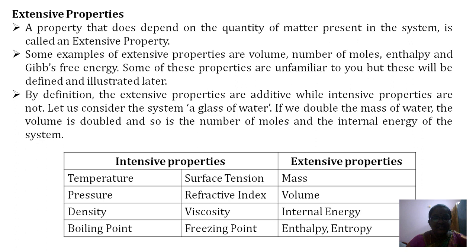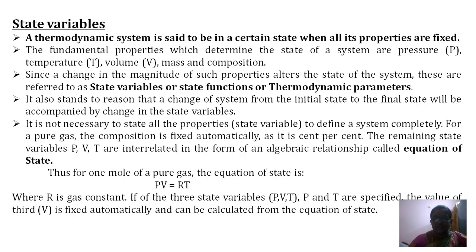Let us consider the system, a glass of water. If we double the mass of water, the volume is doubled, and so is the number of moles, and the internal energy of the system is also doubled. Intensive properties include temperature, pressure, density, boiling point, surface tension, refractive index, viscosity and freezing point. Examples of extensive properties are mass, volume, internal energy, enthalpy and entropy.